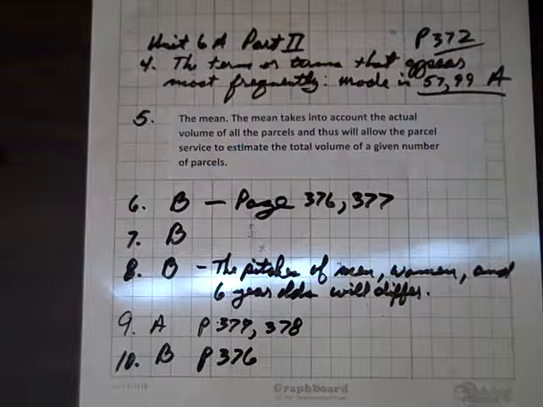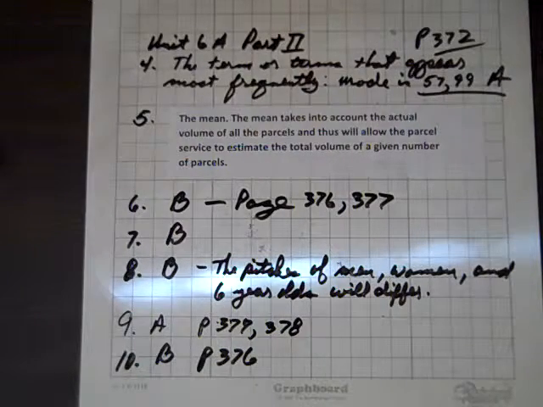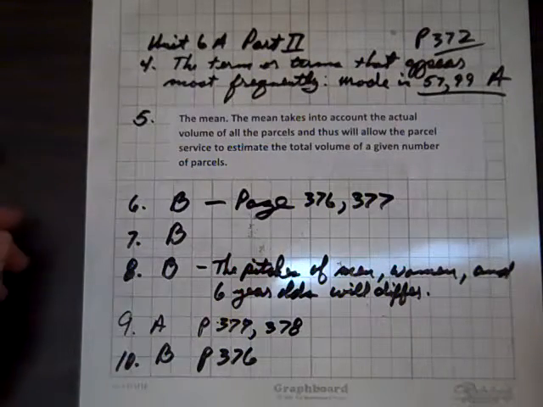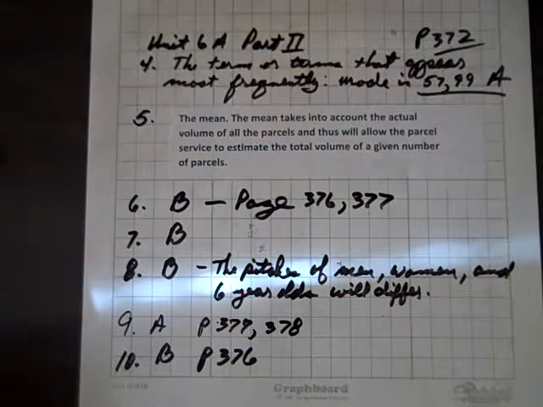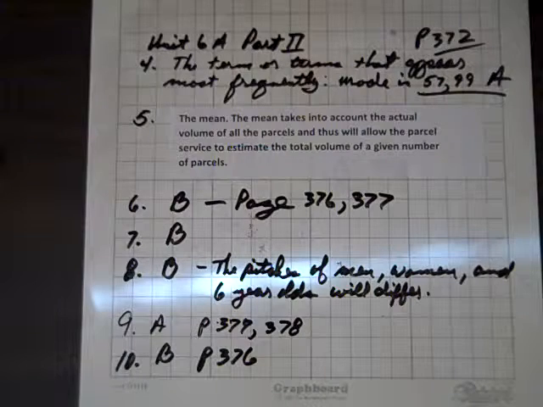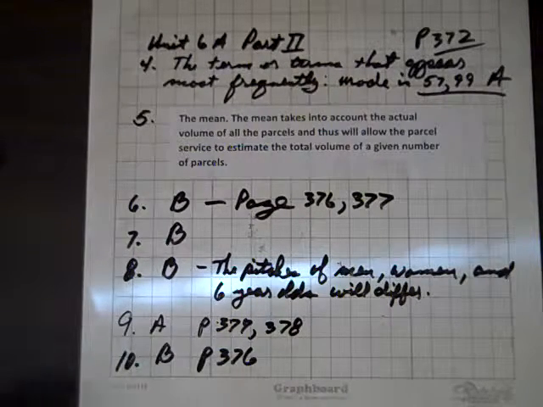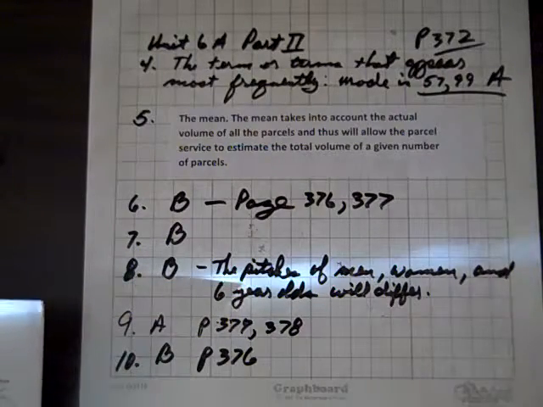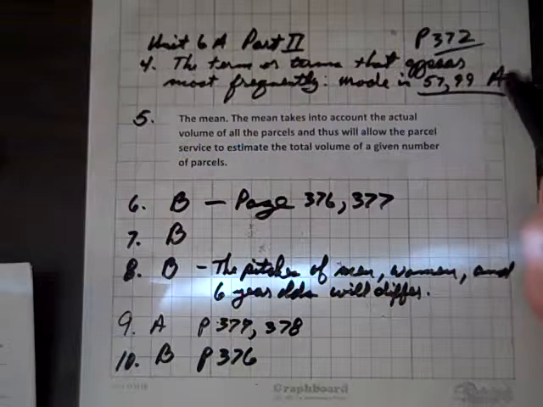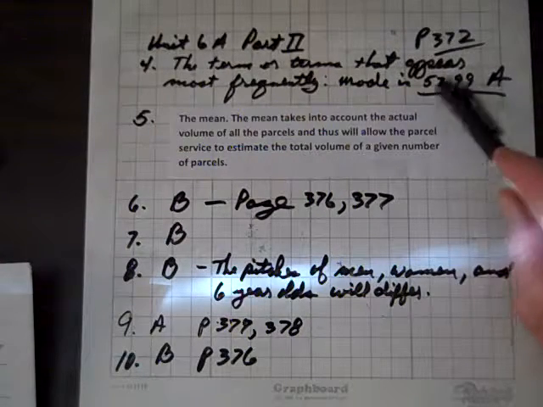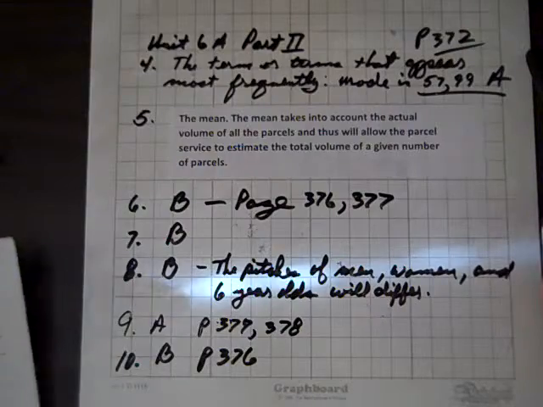So this is Unit 6A, Part 2. And for question 4, we need to find the mode. And the mode, and again, please go to page 372 for this. The mode is the term that occurs most often, or the terms that occur most often. There can be more than one mode. In this case, it's entry A, and the two terms are 57 and 99.